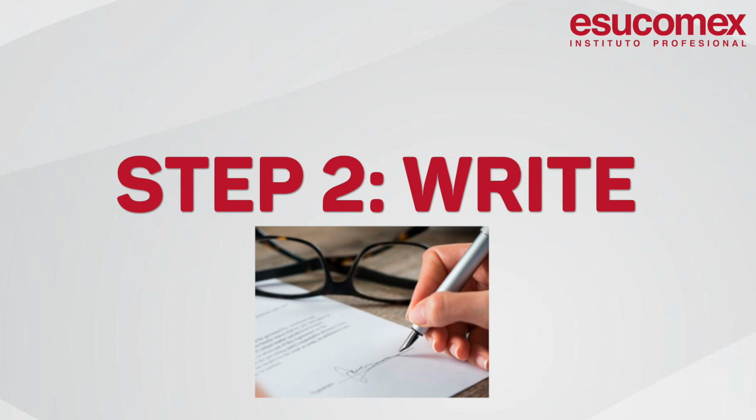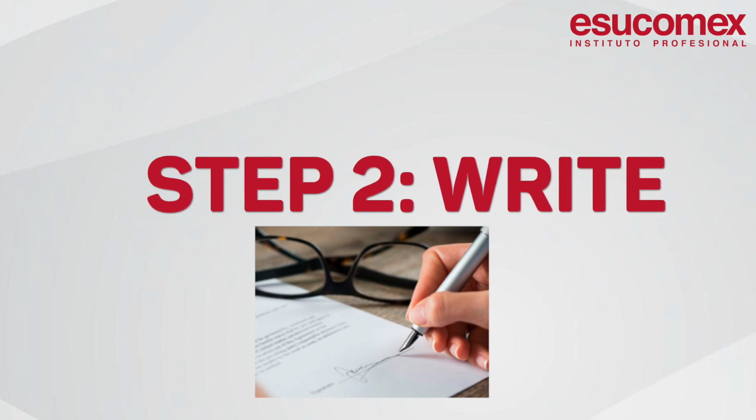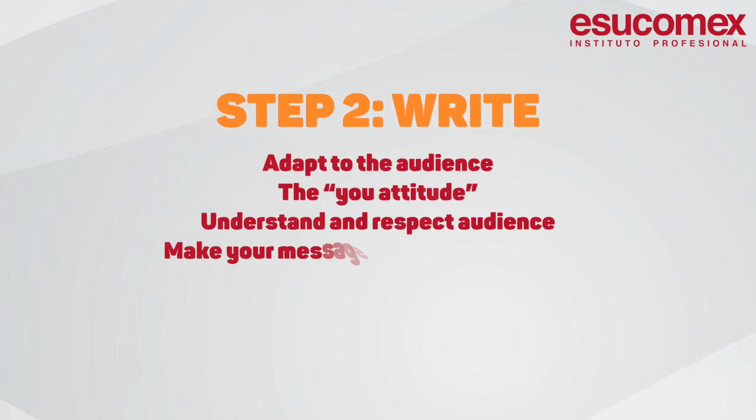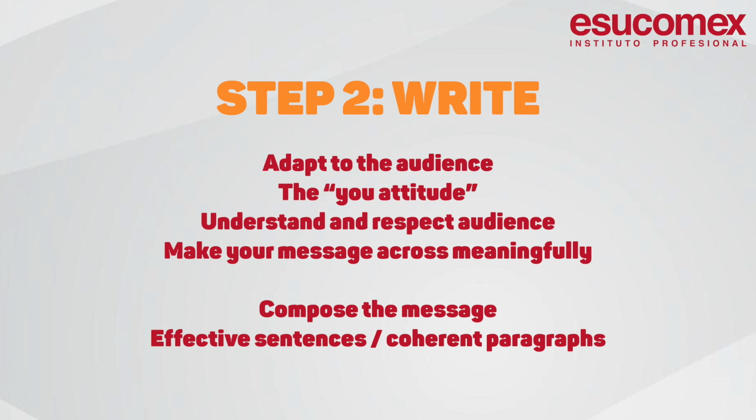Step 2 describes the actual process of writing. When you write, do it to connect with your audience by being sensitive to their needs and using a you attitude. Build a strong relationship with the audience by establishing credibility and projecting your company's brand image. Use an appropriate style to deliver the message. When you compose the message, choose strong words that create effective sentences and coherent paragraphs.